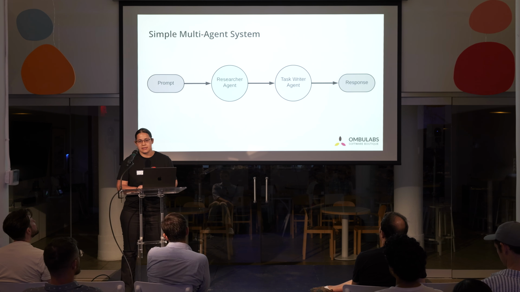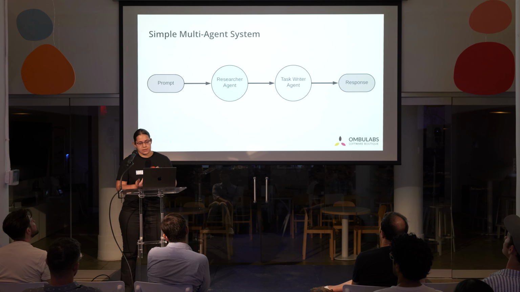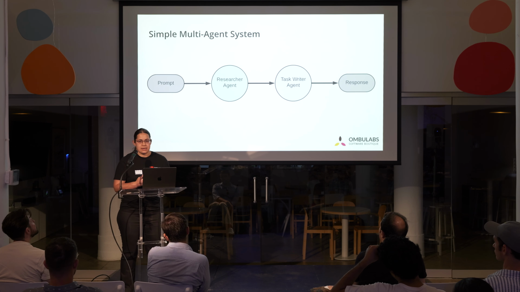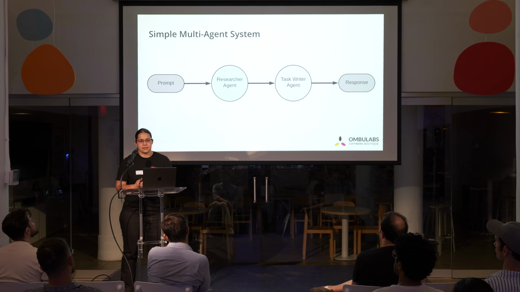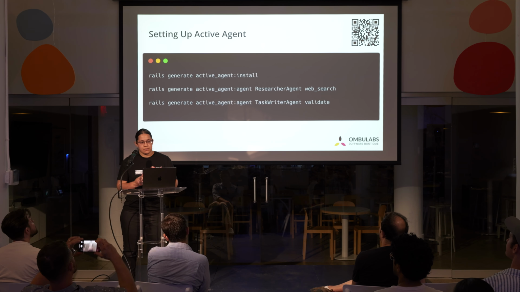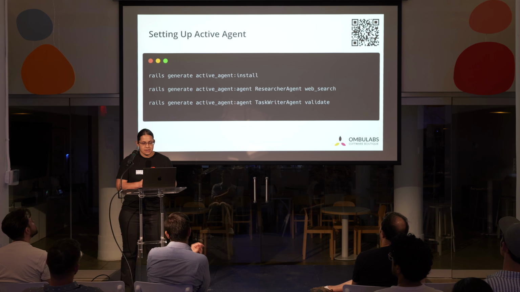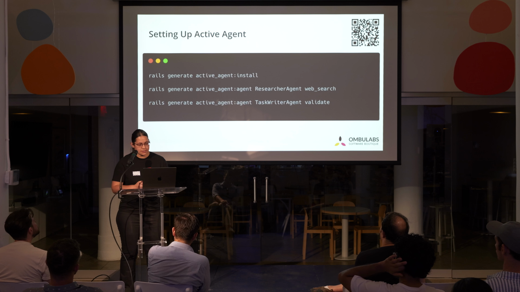What it does is it receives a task prompt, and then we have a researcher agent that's going to go and find more information about whatever it is that we're trying to do. That researcher is going to feed that research into a task writer who knows how we like to write our Jira tickets. Then it's going to format it nicely in a nice little JSON that I can then turn into a Jira ticket. In order to do that, we use the Active Agent gem. If you're not familiar with it, you can use the QR code to check out the documentation, but it makes writing these agents inside your Rails app really, really easy.